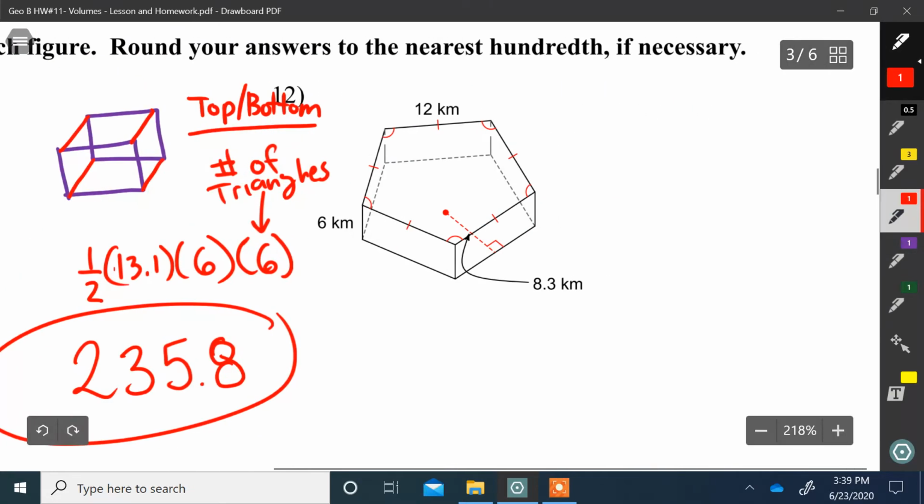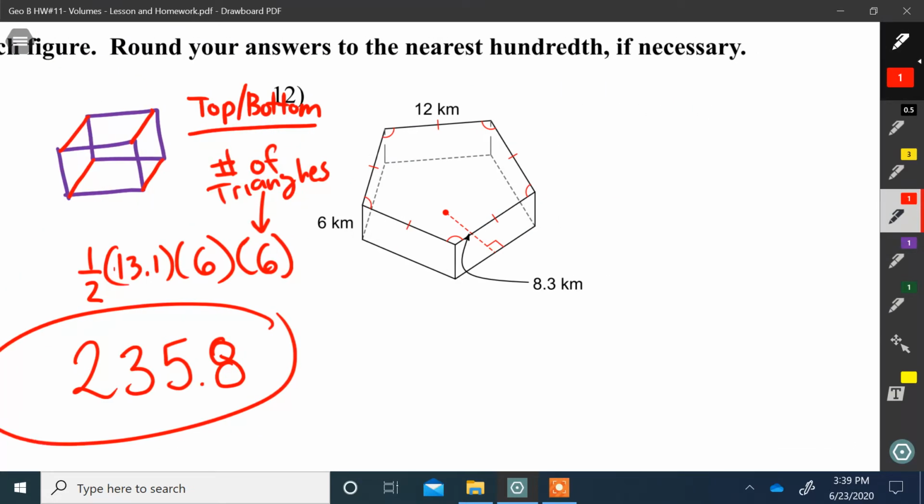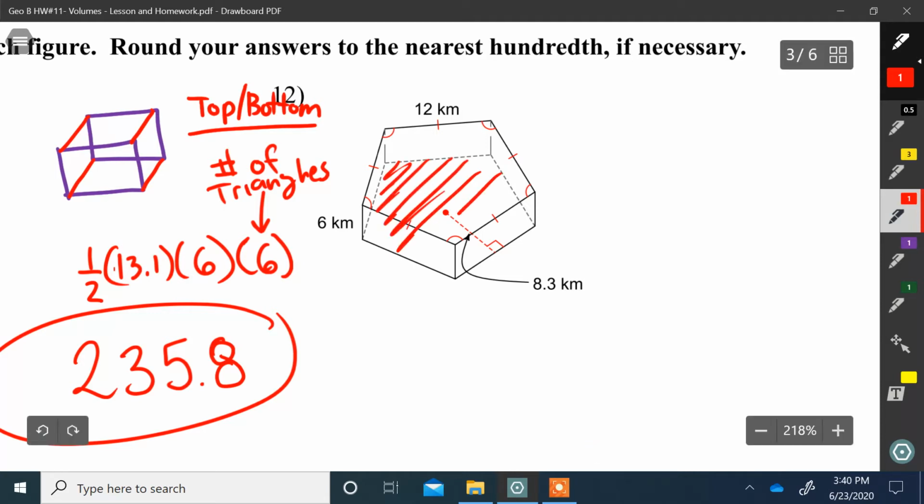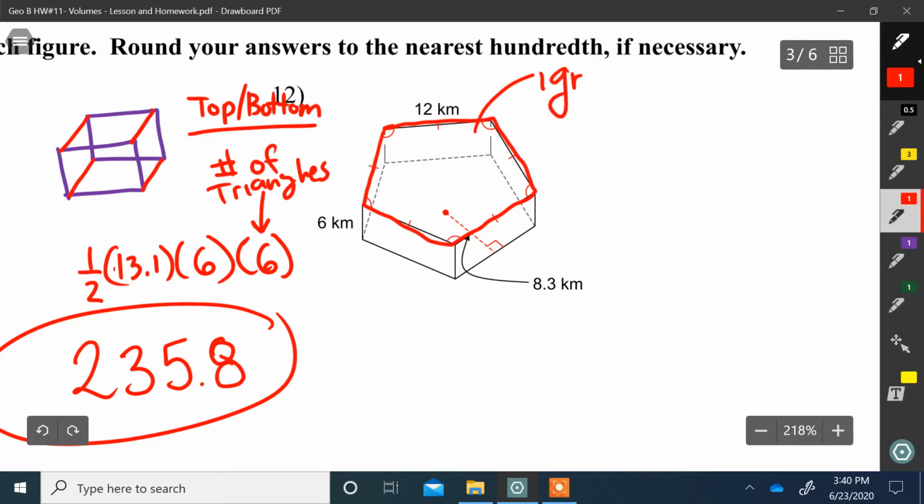Okay, same idea with number 12. In here, we don't care about this right here, the bottom, nor the top. Okay, we don't care about that polygon that you see in here. This right here, we are totally going to ignore this. Ignore. And you're only going to care about the sides.